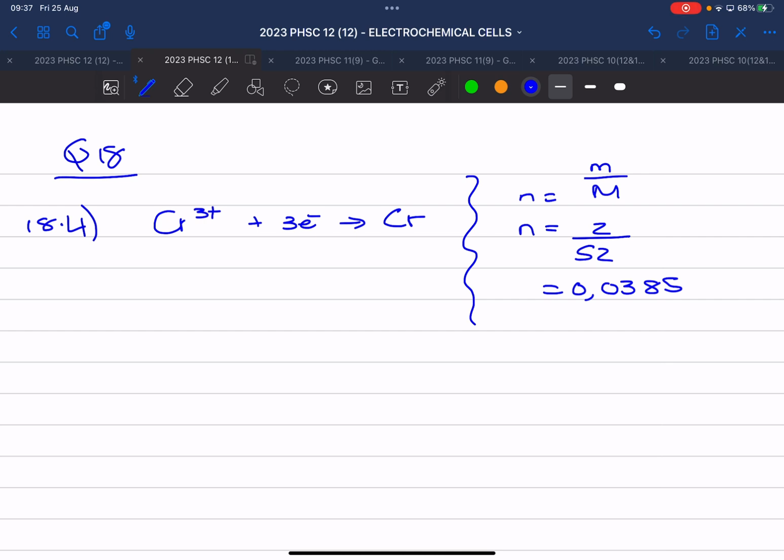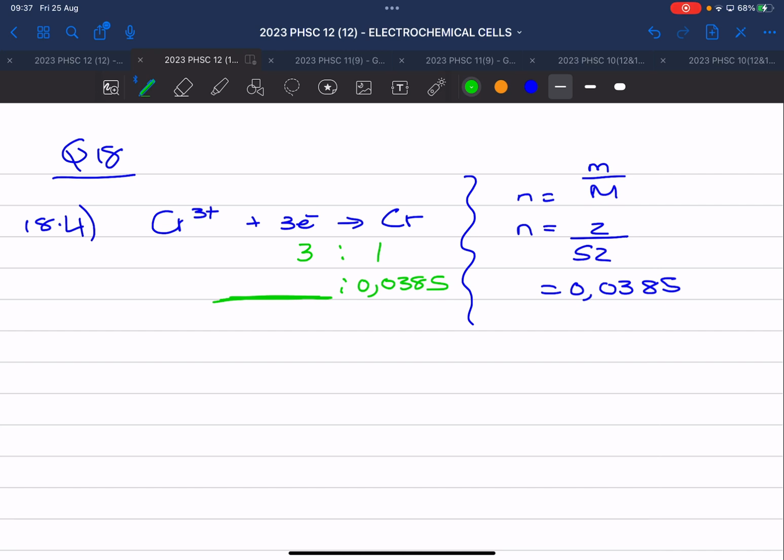Okay, so that is the mole of what? That is the mole of chrome. So this mole ratio is 3 to 1. The mole of chrome that we gained was so much. So to get the number of electrons that we gained, we must multiply by 3. So that gives you 0.115. Okay, what was the question again? Calculate the total charge.